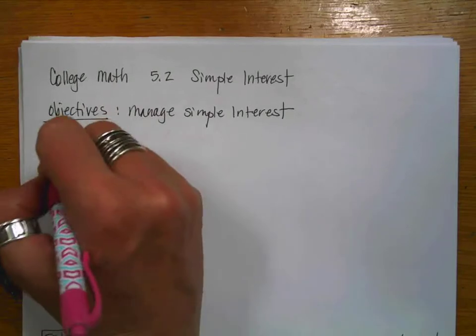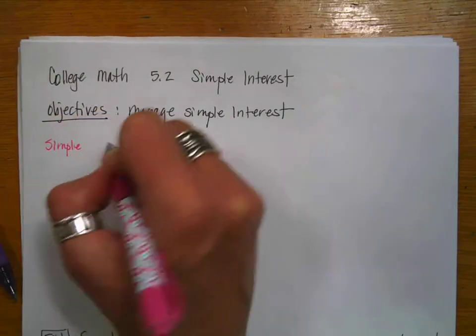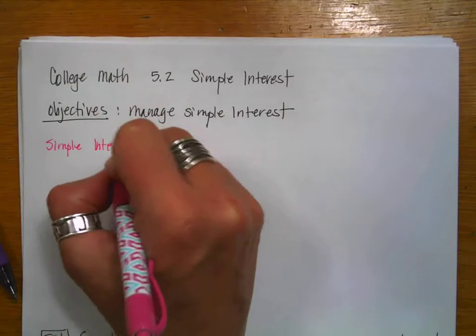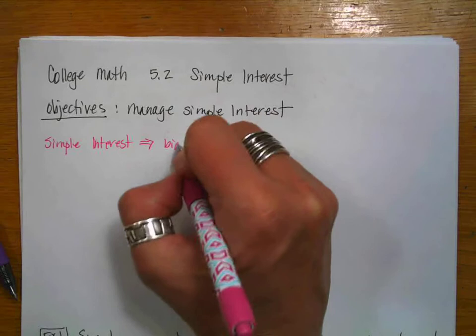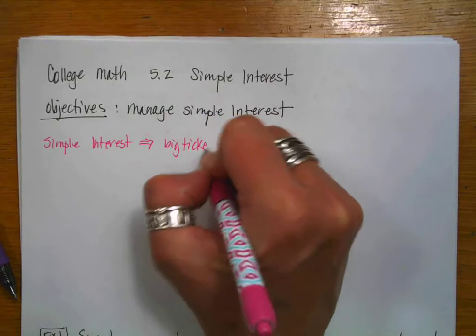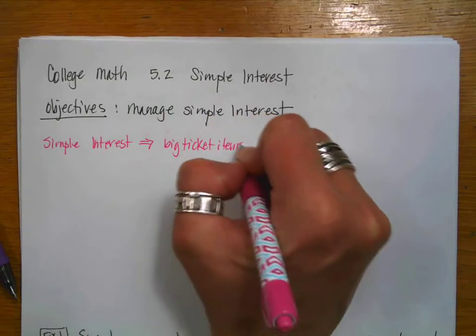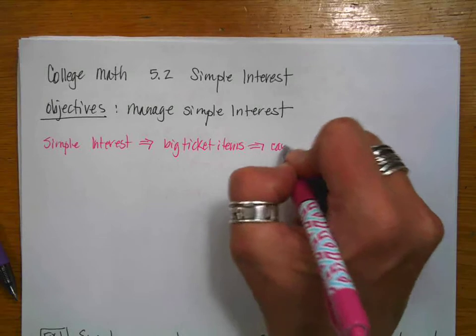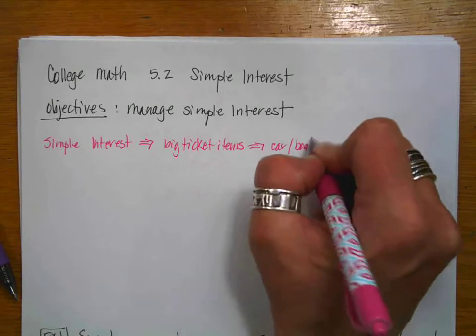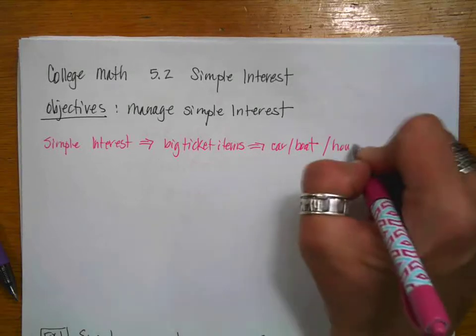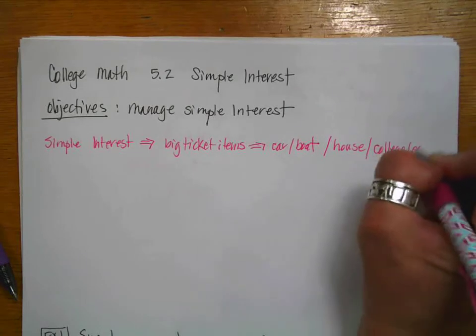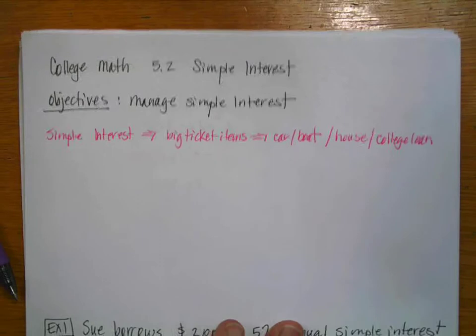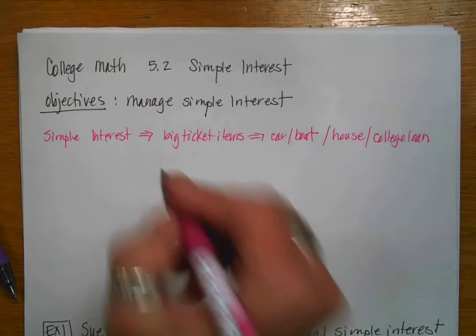So we've talked about this before, but simple interest typically is going to be things on what are called your big ticket items. So maybe that is a car, a boat, a house, a college loan. Okay, so those would be things that are called big ticket items because they cost a lot of money.